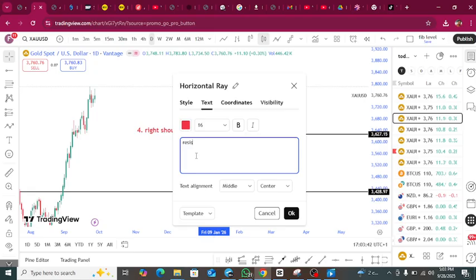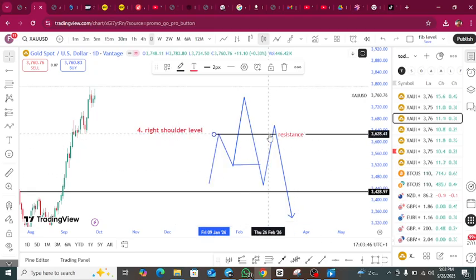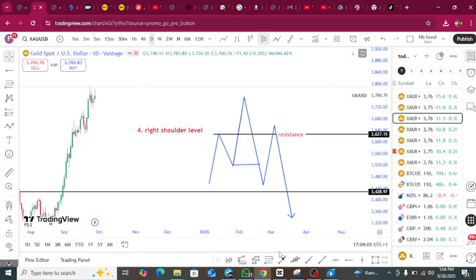So what you're anticipating is that price should come back to this level. It's called a right shoulder level. It's actually a key level. You're anticipating that price should come back to this level and do two things: either it breaks out or it rejects. It's just those two things you are waiting for. So all you do is you just mark the level and wait. That's all.